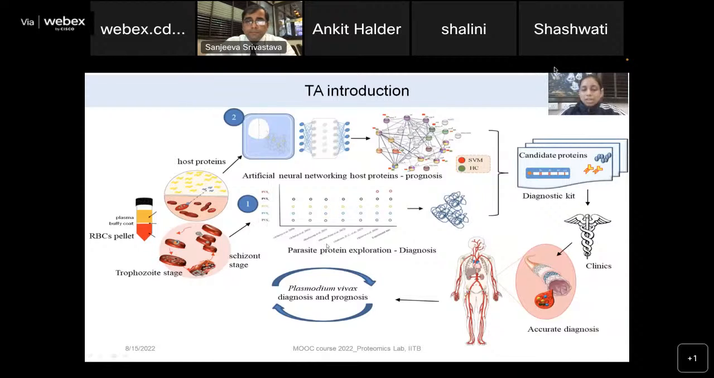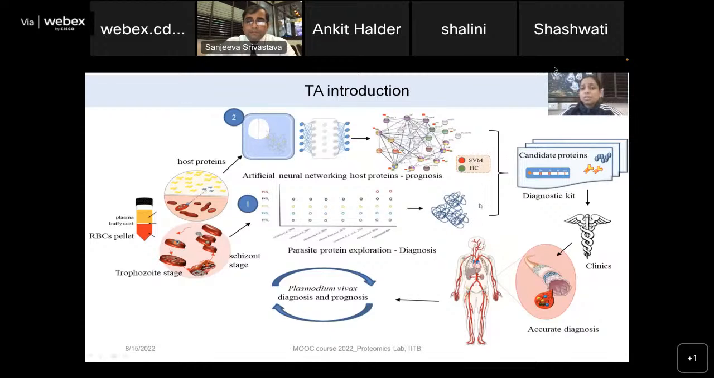But in the case of Plasmodium vivax, the thing is that the parasitemia is not directly proportional to the severity of the disease. Hence, we need to understand the host proteins as well. So we had taken plasma samples and we tried to understand the significantly altered proteins as compared to the healthy participants. And then we performed artificial neural network models on the data set that we had, to predict or to understand the proteins which can be predictive biomarkers.